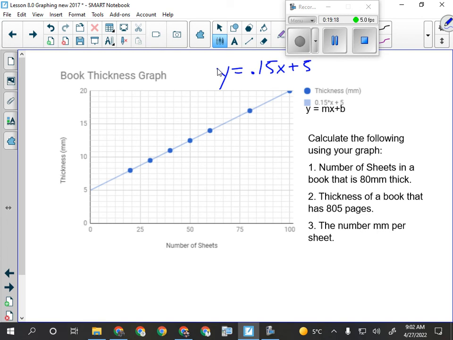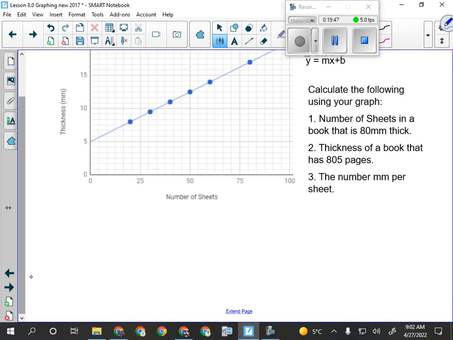So the graph has produced this equation: y equals 0.15 times x plus 5. And I know what y is. Y is 80. Can I solve for x? That's what we're being asked to do with this graph: solve for x when y is 80. So what do I have to do with that equation? I have to manipulate for x. So y equals m times x plus b.